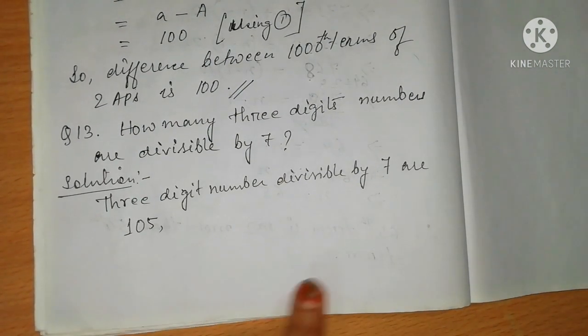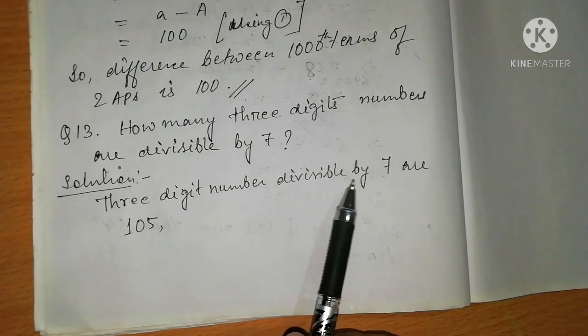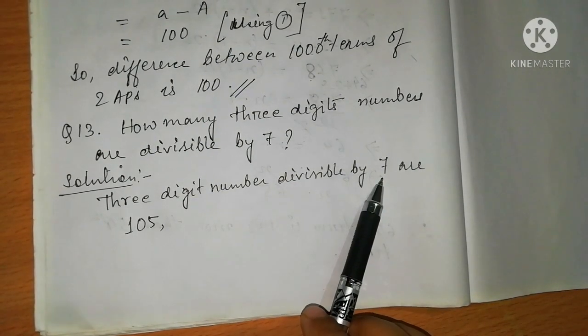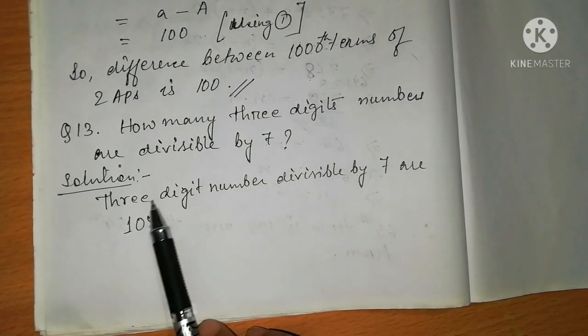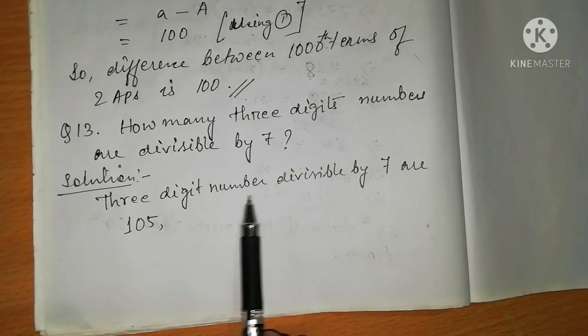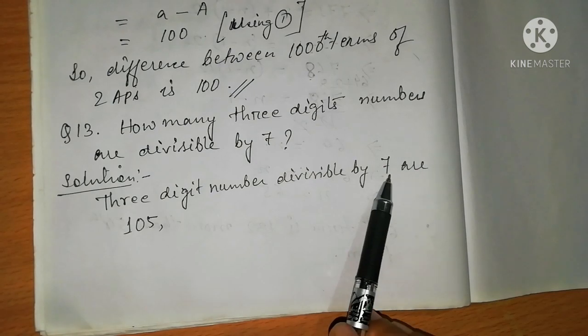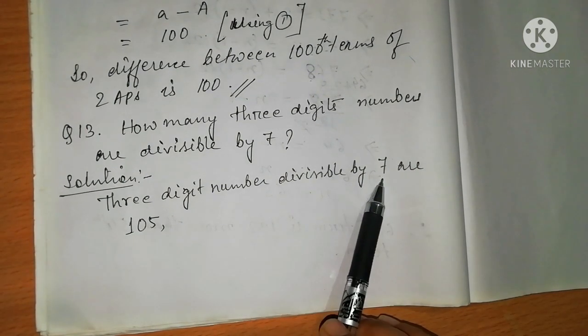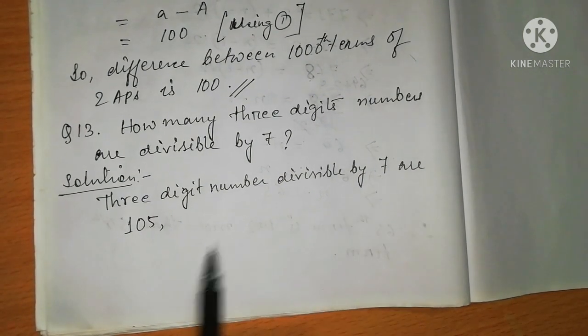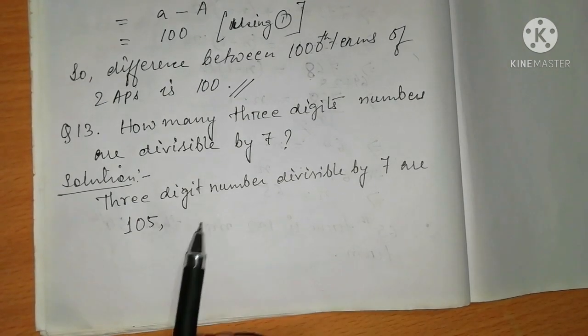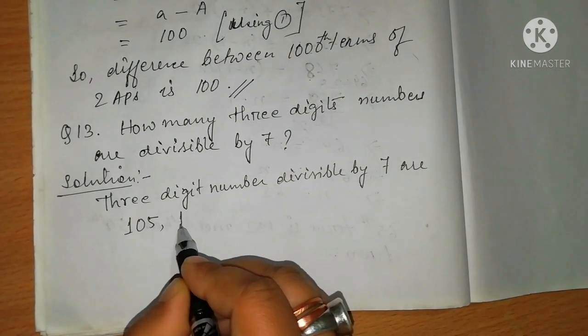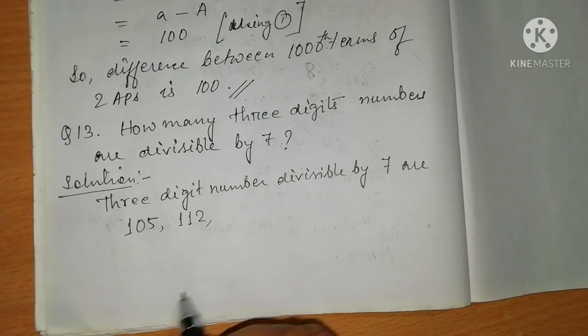Then in this type of question, your common difference will always be 7. Remember, in this type of question, three-digit number divisible by 7 or two-digit number divisible by any number, always this divisor will be the common difference. So let us add 105 plus 7. So 105 plus 7 will get 112.